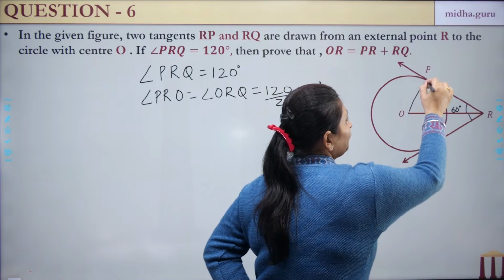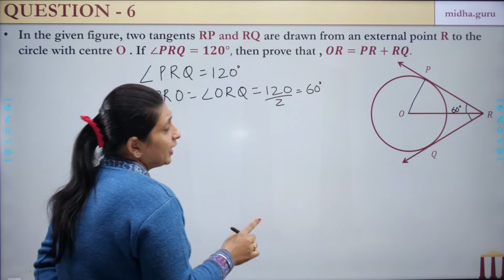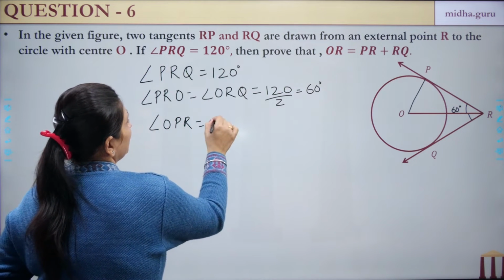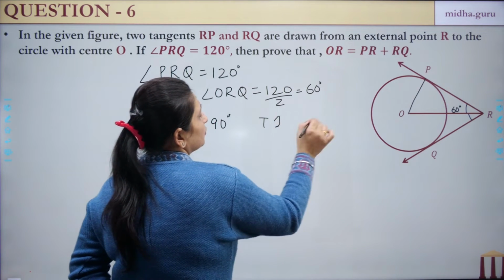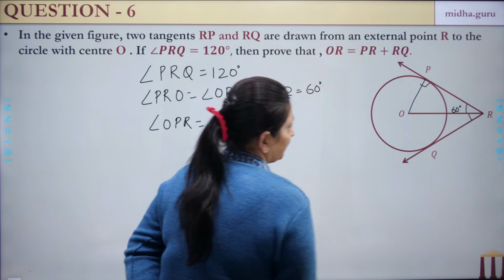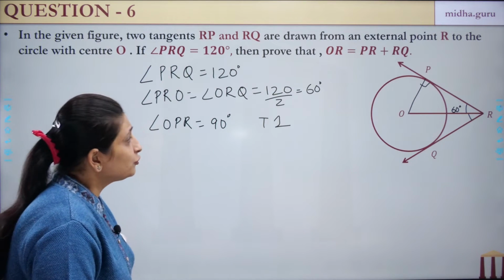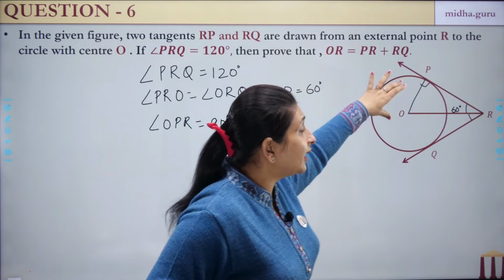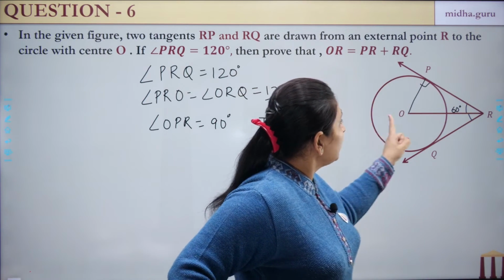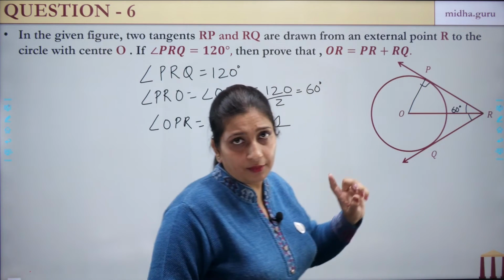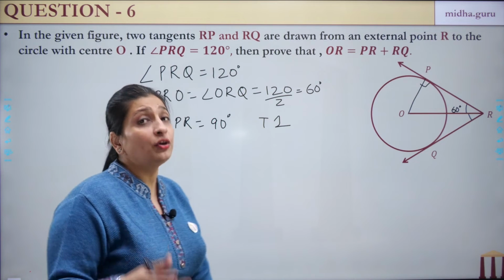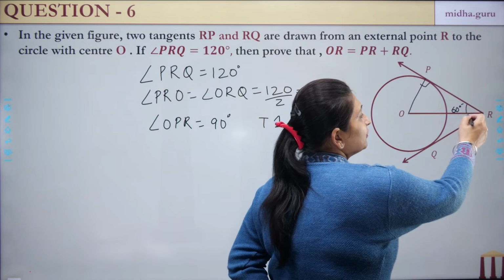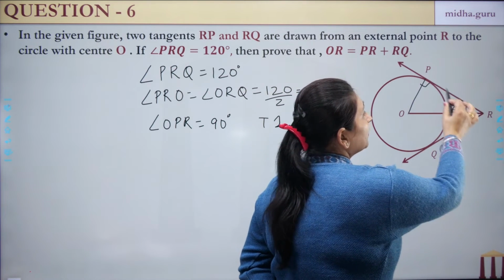Next step, what we are going to do, we'll join OP. Join OP and angle OPR. What will be angle OPR? Yes, it will be 90 degree from theorem 1. So again, we have got a right angle triangle over here. Now, what we have to prove? We have to prove OR is equal to PR plus RQ. In triangle OPR, we need OR and PR. We are going to solve this using trigonometry. So this is a right angle triangle. We have this angle which is 60 degree and we need OR and PR.